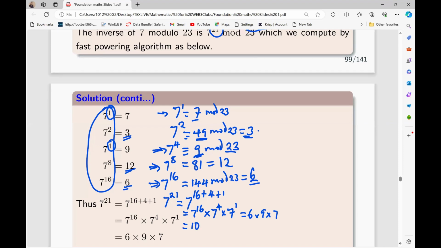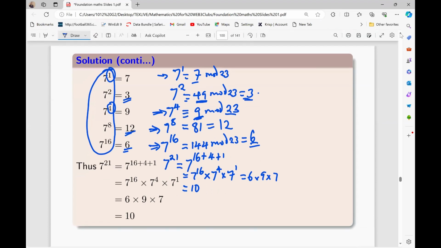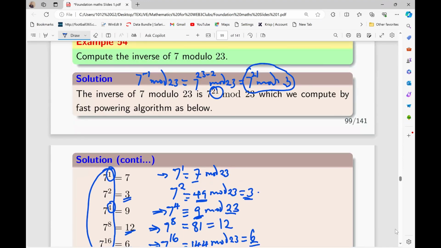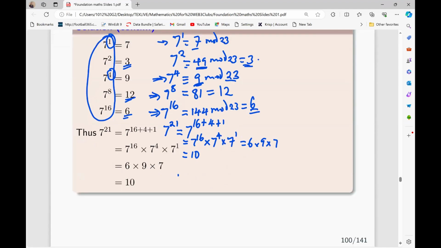So this then becomes the inverse of what we were looking for. We're looking for the inverse of 7 mod 23. So that then means that the inverse of 7 mod 23 is 10.